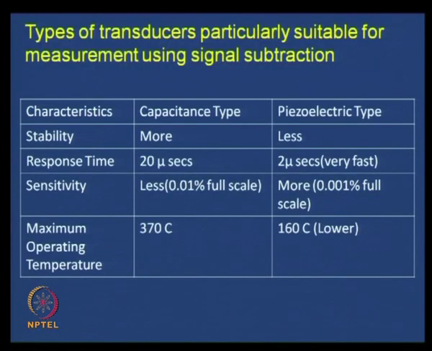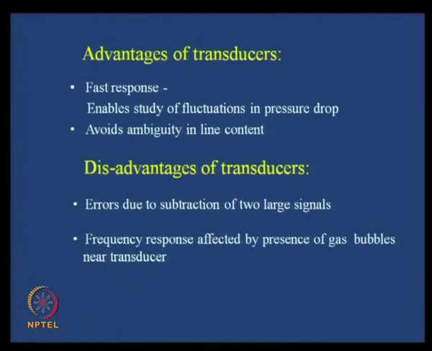And as I have shown you, the capacitance type has more stability and a higher maximum operating temperature. At the same time, the piezoelectric type is much more sensitive and its response time is faster, etc. So, these are the two types of transducers which we usually use. And what are the advantages? Definitely fast response, electrical output, so that you can record the response and then later process it, find out the pressure drop, find out the pressure signal also, the fluctuation of pressure drop with time. So, the advantages are great, it avoids ambiguity in line content, you know all those things.